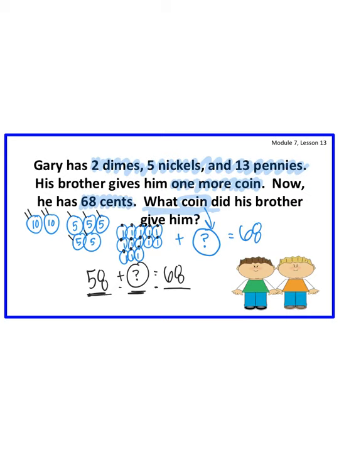And you guys are so smart. I'm sure you already know that 58 is just 10 less than 68. So the mystery number is 10. That's not what the question said. The question said, what coin does his brother give him? So which coin makes 10 cents or is worth 10 cents? It's a dime. So his brother gave him a dime. There we go. Nice work. Let's try another.